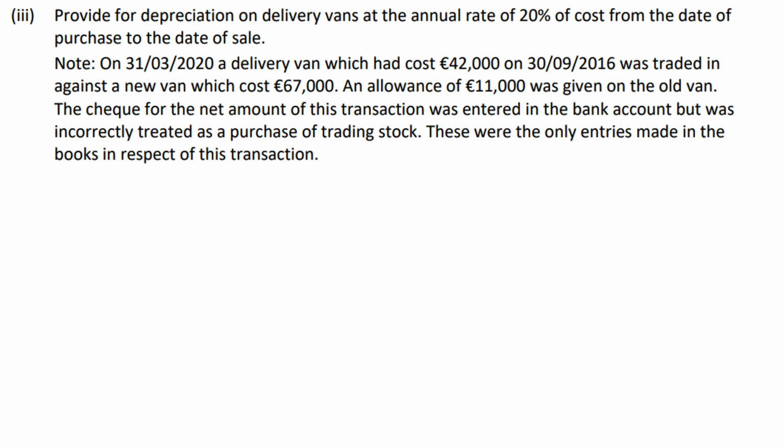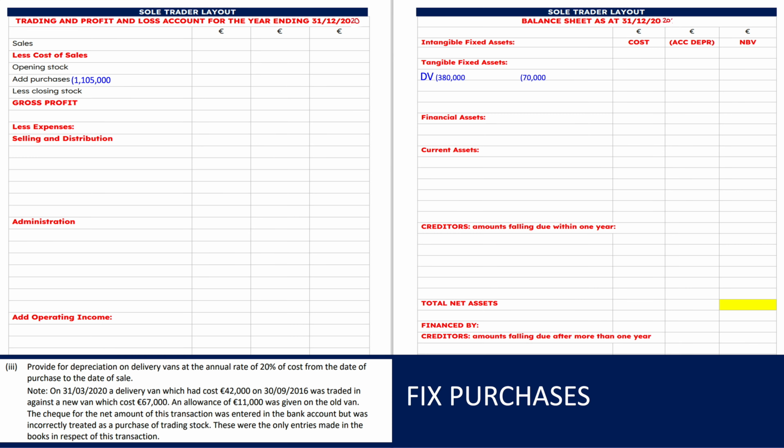The cheque for the net amount of this transaction was entered in the bank account but was incorrectly treated as a purchase of trading stock. These were the only entries made in the books in respect of this transaction. Okay, so let's get started. So the first thing that we'll do, we'll fix our purchases figure. So we have to take a look at how much was paid for the new van.